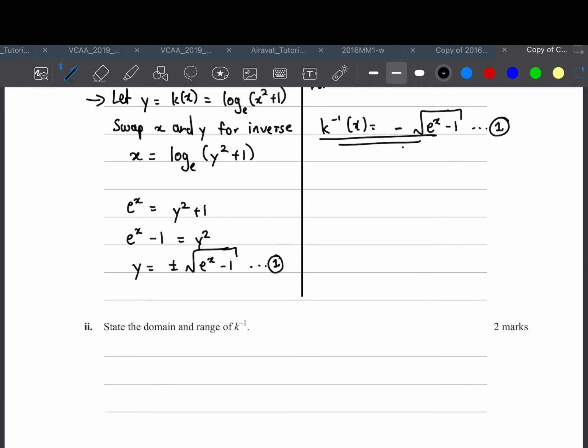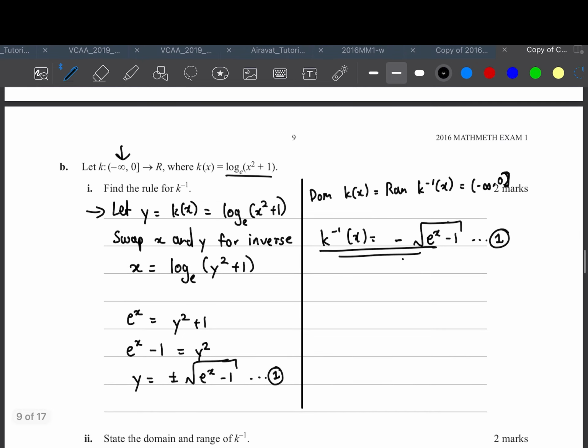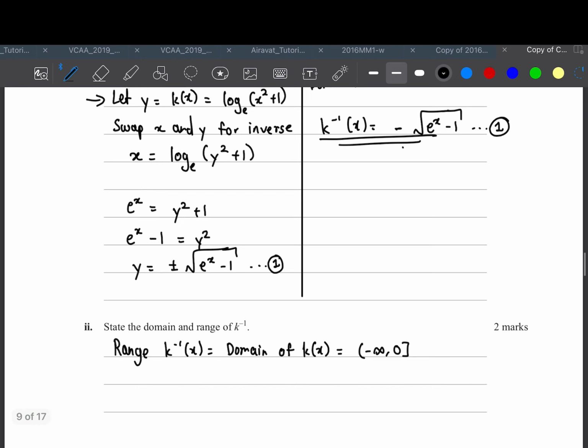Okay, now state the domain and range of k inverse. So the range of k inverse of x is equal to the domain of k of x, which is equal to negative infinity to 0. It is already given in the question, so that shouldn't be a problem. Now the domain of k inverse of x is going to be what? How do I calculate that?